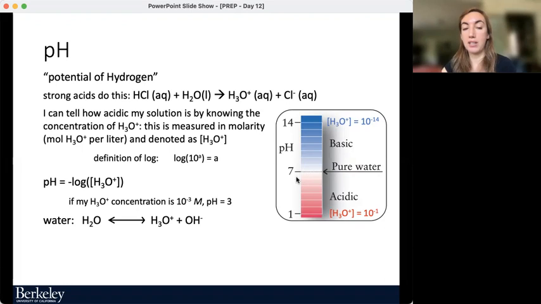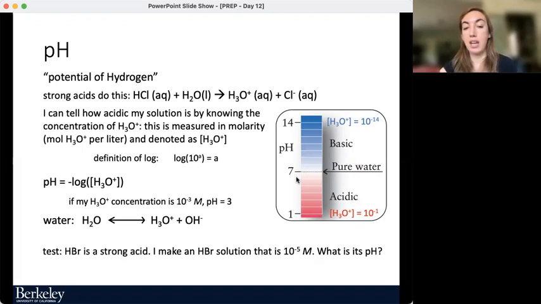So just as a little practice with using pH, HBr is a strong acid. That means that every molecule of HBr will go through the equivalent of this reaction up here. If I make an HBr solution that's 10 to the minus 5 molar, what will its pH be using these definitions? I just started a poll, take a minute to think about it. My pH is minus the log of my H3O+ concentration.